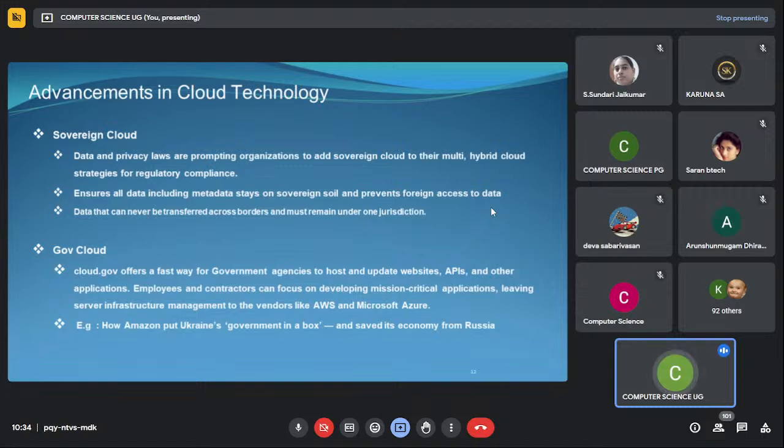So it ensures all the data, including the metadata, stays on the same soil, in the same country, and prevents foreign access to the data. So this is Sovereign Cloud, which is getting a lot of traction these days.